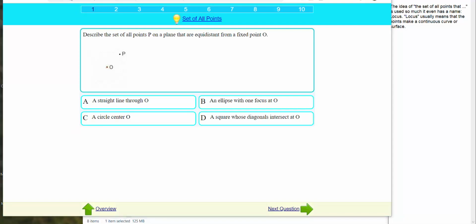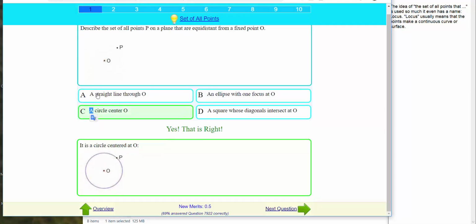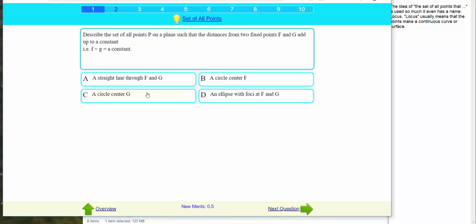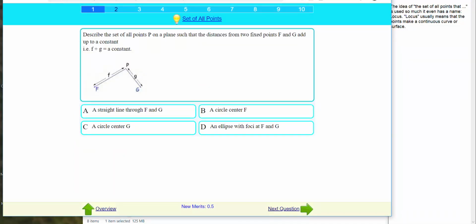Describe the set of all points P on a plane that are equidistant from a fixed point O. This basically creates a circle. Next question. Describe the set of all points P on a plane such that the distances from two fixed points F and G add up to a constant. So in this case it's an ellipse, an ellipse with foci at F and G.